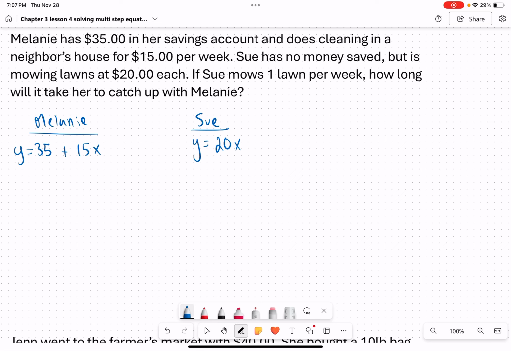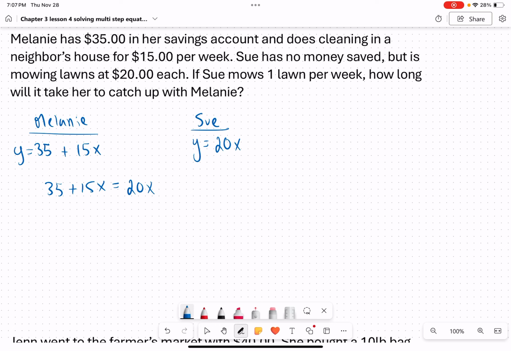Now, because these two equations are equal to each other, they have y equals for both. Here we have y equals for Melanie, y equals 35 plus 15x, and y equals 20x. We can just equal them to each other. So we're going to have 35 plus 15x equals 20x because they're both equal to y. So we can just put them all in the same expression.